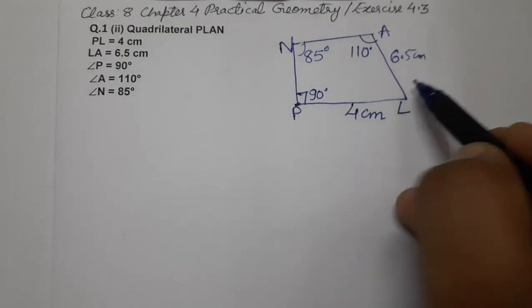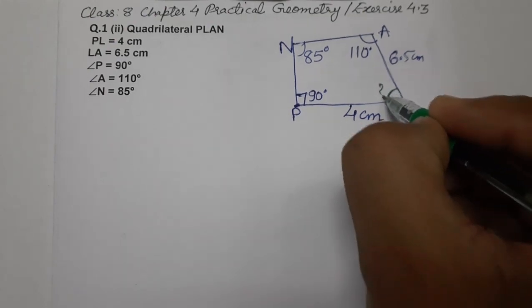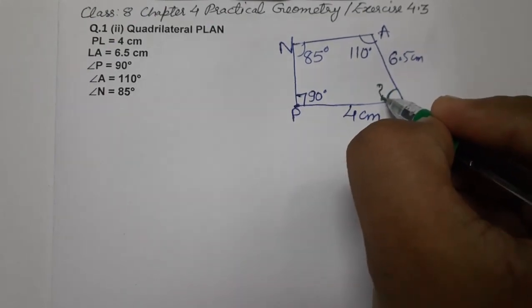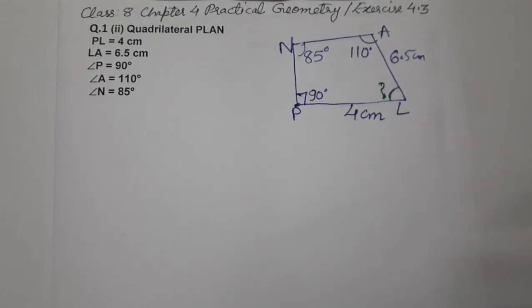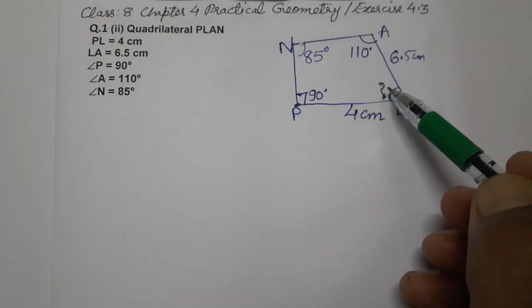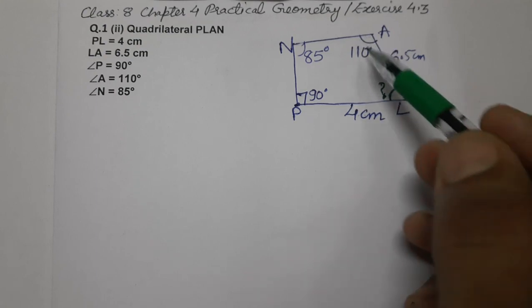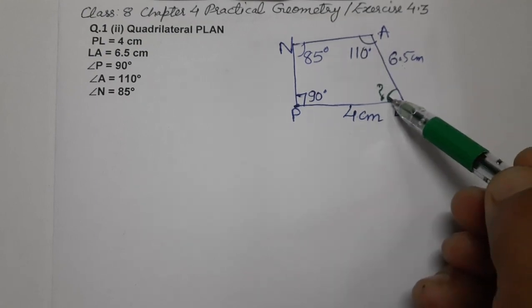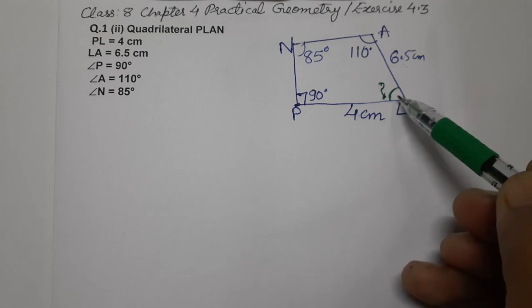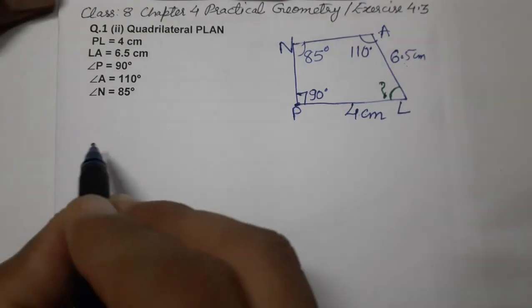But children, this angle L is not given to us. We have to find this one by the angle sum property of quadrilateral, because for two consecutive sides we need one angle, then only we can draw this. Then how will we draw 110 here without measuring? So we have to first of all find angle L. So let's find out. Solution.